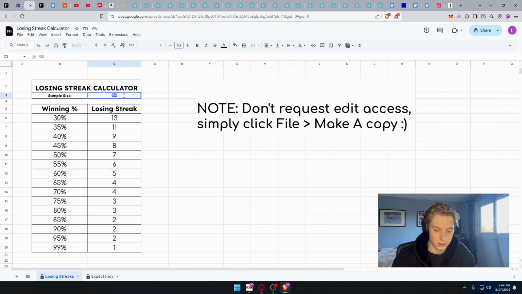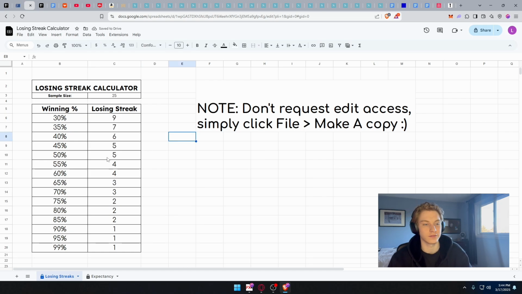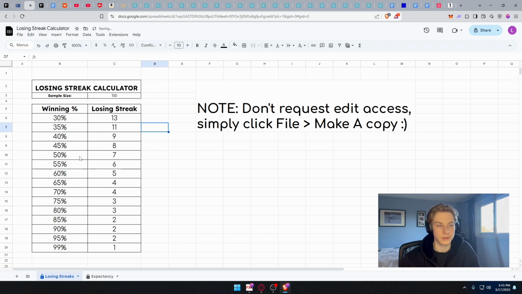Look, if I put this on 25, let's look at our 50% win rate. With a 25 trade sample size and a 50% win rate, the max losing streak you're probably going to have is 5 trades. If we put this on 100, now it's up to 7, right? So obviously there is a discrepancy with that.